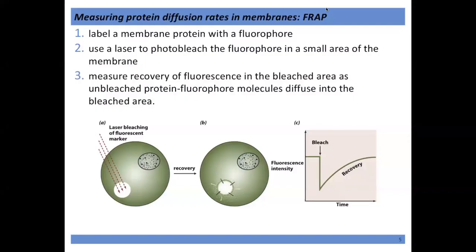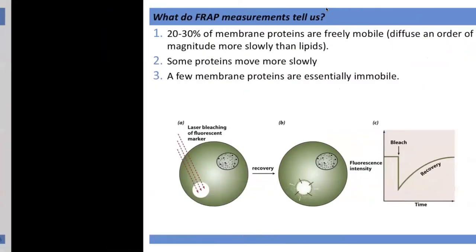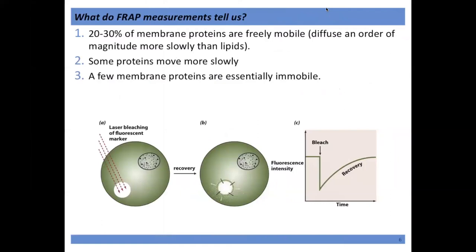So again, this is known as FRAP, fluorescence recovery after photobleaching. So if you just specifically label membrane proteins, what they find out is that 20 to 30% of the membrane proteins are freely mobile. So they diffuse an order of magnitude more slowly than lipids. So they're not as quick in their movement. And even some proteins move more slowly. And then essentially some are going to be immobile.